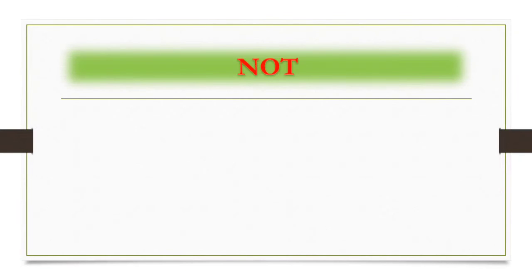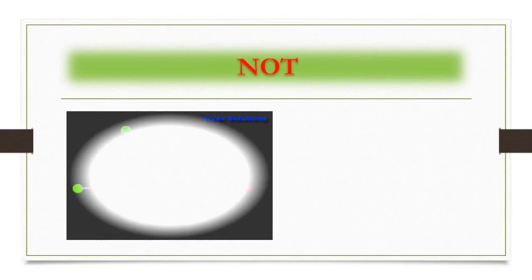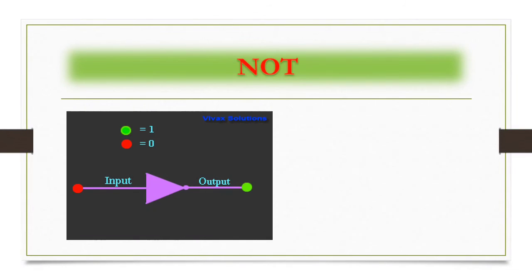NOT gate. A logic gate which performs the function of logical operator NOT is called as NOT gate. Some of the functions of NOT gates are as follows. It performs a basic logic function called inversion or complementation. The purpose of inverter is to change one logical level to opposite level. The gate has only one input and one output.